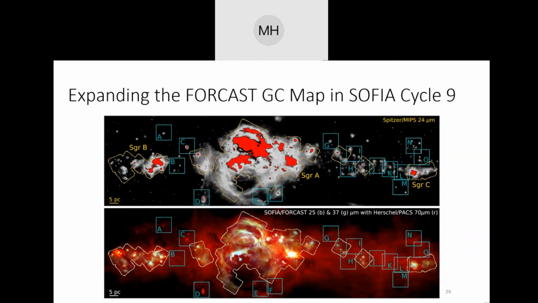With that, I know I'm basically out of time, but I just wanted to mention that for the SOFIA Cycle 7 program that we have, we're continuing some observations in the Galactic Center in Cycle 9. Presently, we've observed all of the things that you see in yellow, and the blue are things that we hope to observe in the remainder of Cycle 9 this summer.